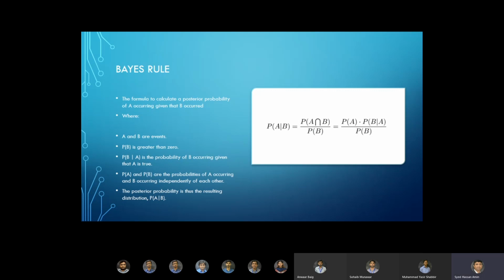So you can see the Bayes rule basically gives you the conditional probability of event A given B. The formula calculates the posterior probability of A occurring given that B has occurred. So in Bayes rule, we have certain information of event B, which is our prior information, and we are interested in calculating probability of event A, which is our posterior probability. So A and B are events. We know the probability of B, and we know that it is greater than 0, it is positive, the event has occurred. We know that probability of B given A is the probability of B occurring given that A is true. So we have this knowledge. Probability of A and probability of B are the probability of A occurring and probability of B occurring independently of each other. The posterior probability is thus the resulting distribution, probability of A given B.